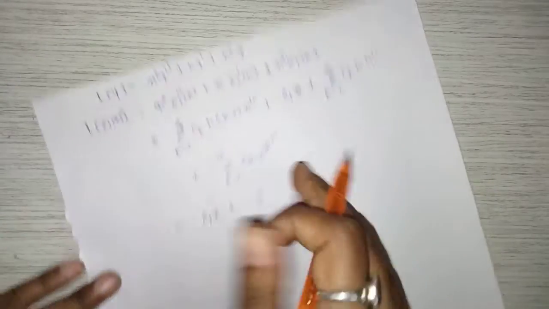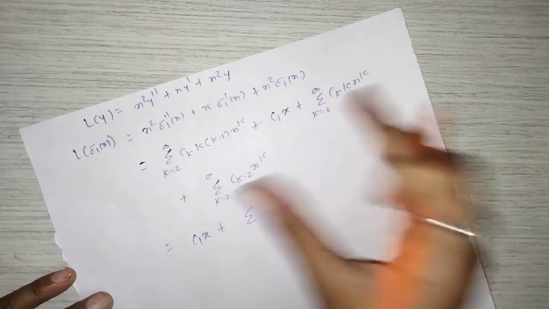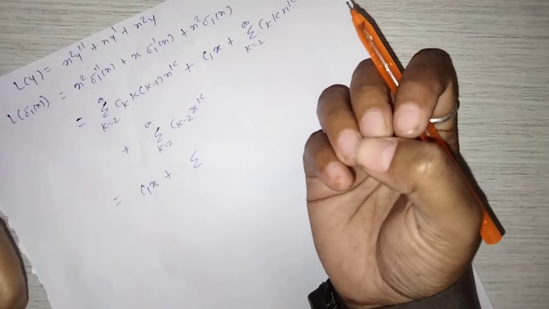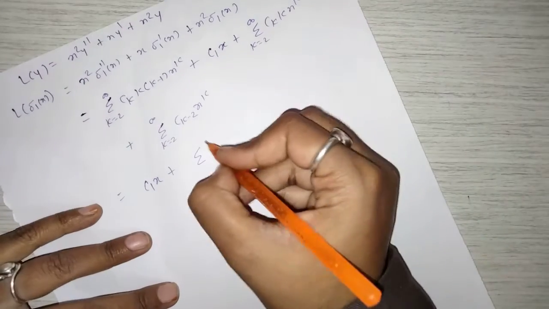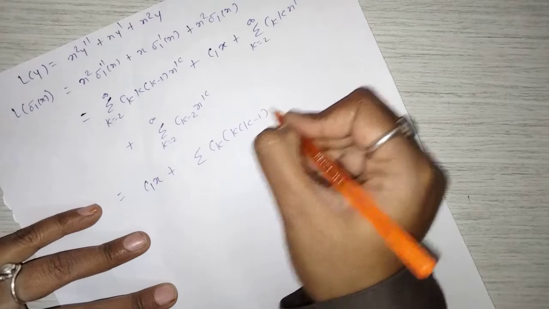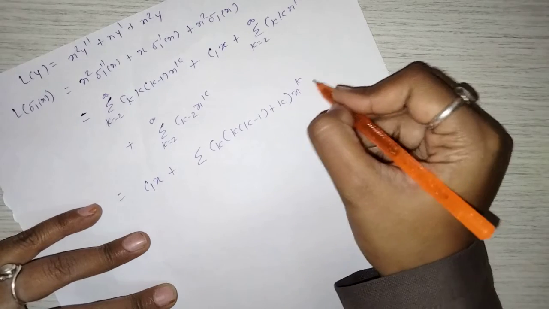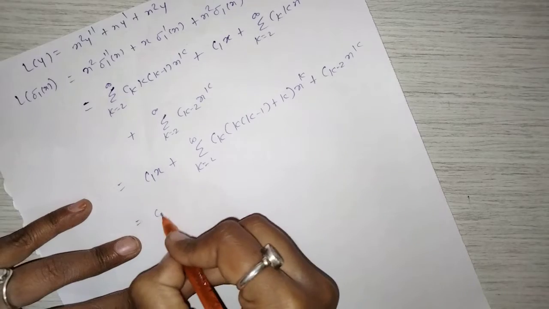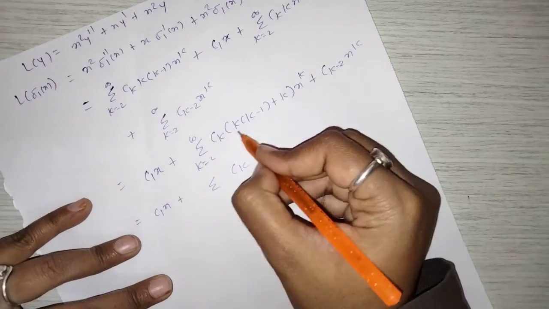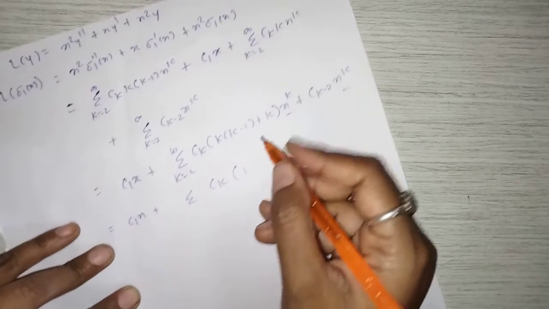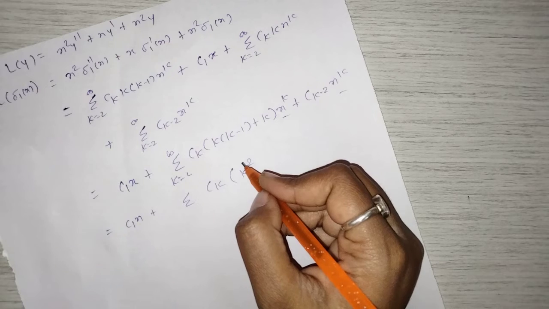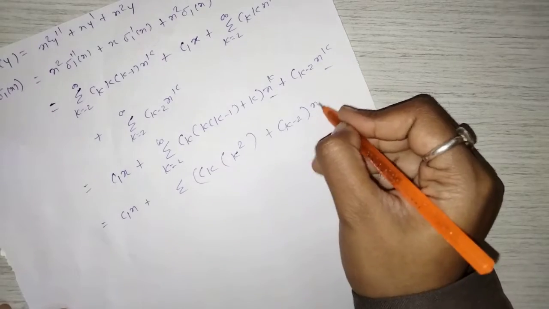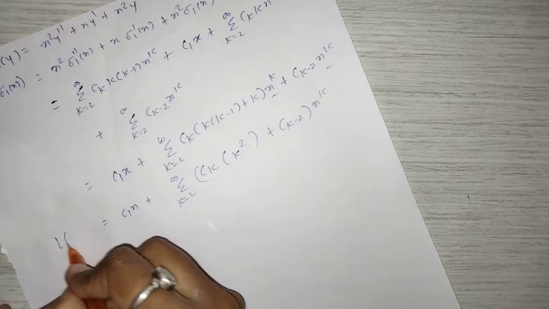Equal to c1 into x plus summation. Now these three series are running from 2 to infinity and also have the variable x raised to k, so we can write these three series together like this: ck into k into k minus 1 plus k, x raised to k, plus ck minus 2 into x raised to k, running from 2 to infinity, equal to c1 into x plus summation ck, now x raised to k common, k square minus k plus k is nothing but k square, plus ck minus 2 into x raised to k running from 2 to infinity, which is L of sigma 1 of x.